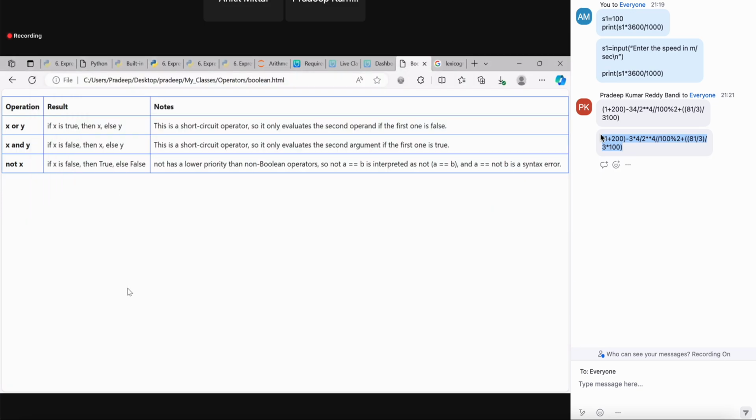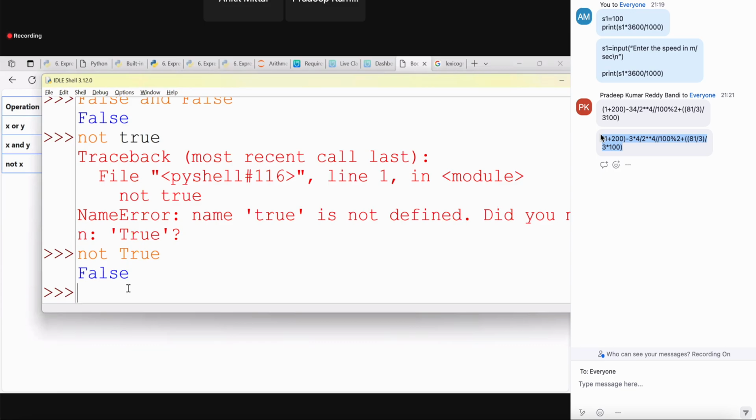there is a difference between capital True and small true, is it? Capital True is the keyword. Python is case sensitive. If you are writing small true, then it understands that it is some variable name. So it is saying it's not defined. Okay. Case sensitive.